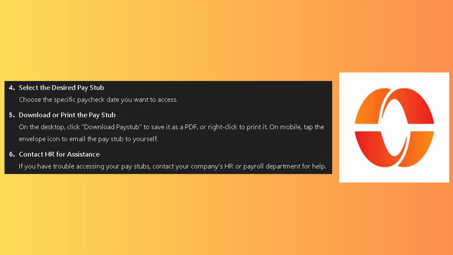Download or print. On desktop, click Download Pay Stub. It will be saved as a PDF, or right-click to print it off. On the mobile app, tap the Envelope icon to email the pay stub to yourself.